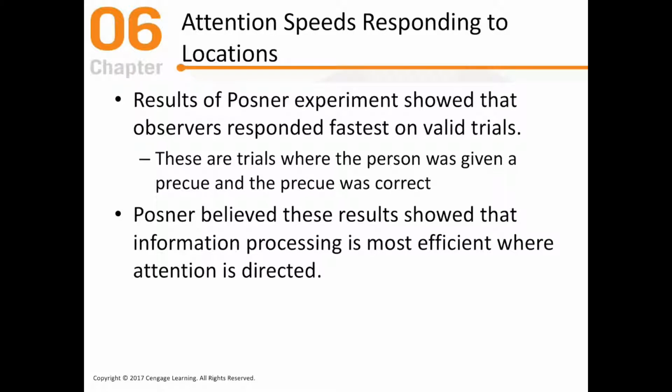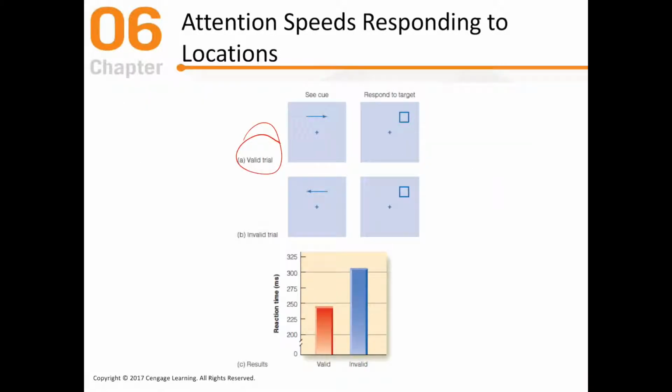So this would be an example of a valid trial. This says that the stimulus is going to show up on the right side, and in this case, this is what happened. And people were very fast at this. So this is where we see this right here. The reaction time was much faster. They did this much more quickly, as you can see by the less than 250 milliseconds it took them to identify that they saw a stimulus.